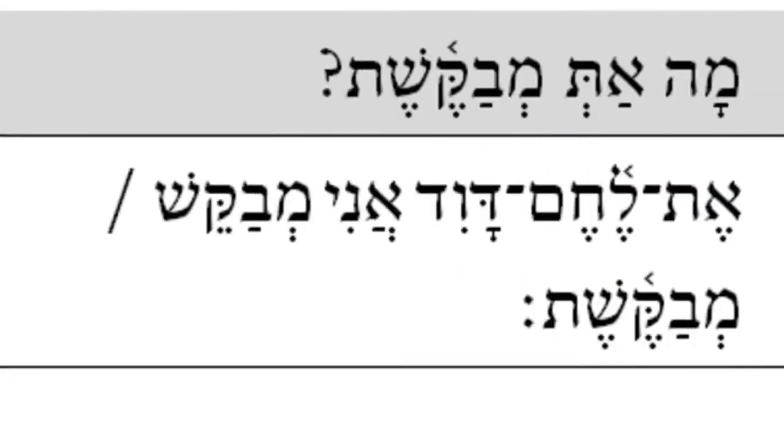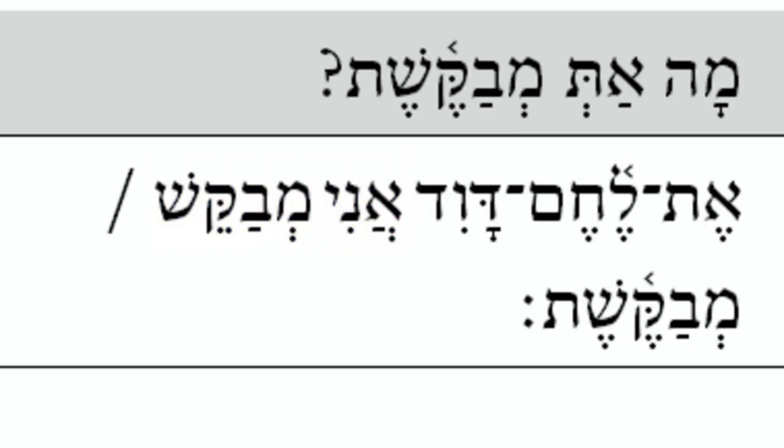As a final comment concerning this segment, notice again the reply statement. Et lechem David ani mevakesh, or in the case of a feminine speaker, ani mevakeshet. This sentence rests on a participle, mevakesh. Thus the combination ani mevakesh means I am seeking. That in itself would represent a sentence.